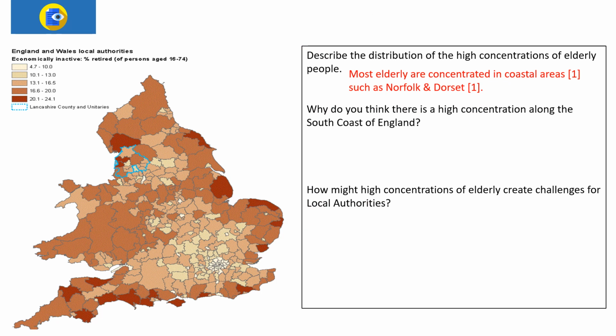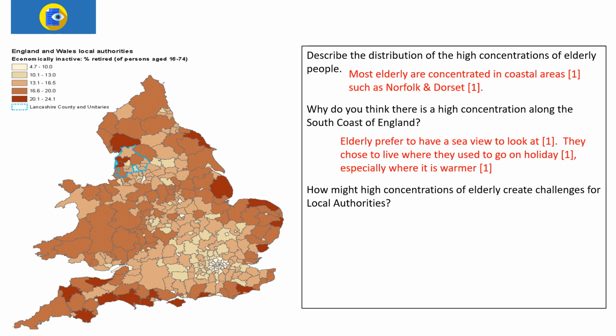So your answers should look something like this. So describe the distribution of the high concentrations of elderly people. So most elderly people are concentrated in coastal areas such as Norfolk and Dorset. Why do you think there is a high concentration along the south coast? Elderly might prefer to have a sea view. They might choose to live where they used to go on holiday. They might choose to live in parts of the UK where it's slightly warmer.